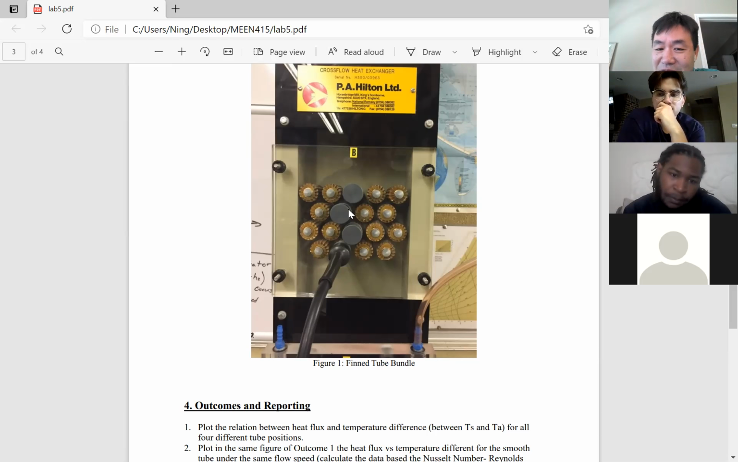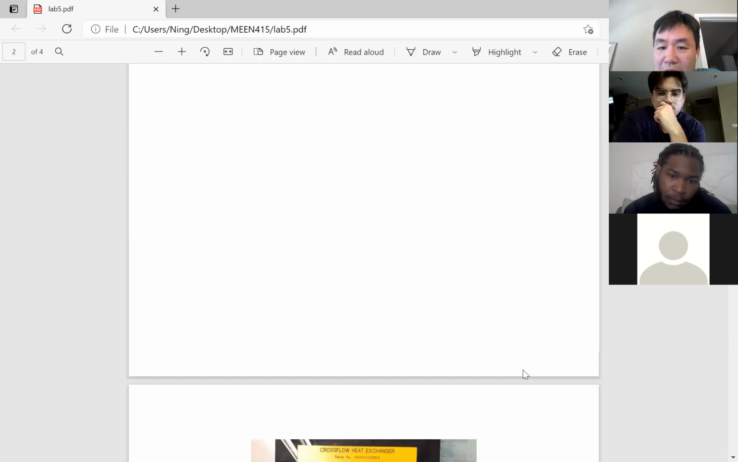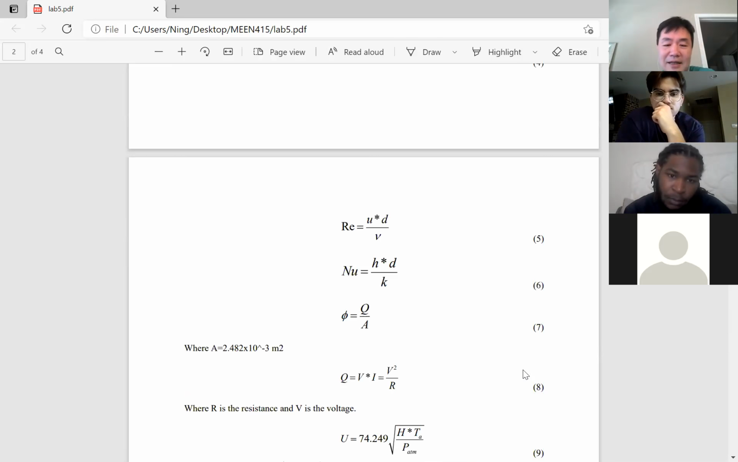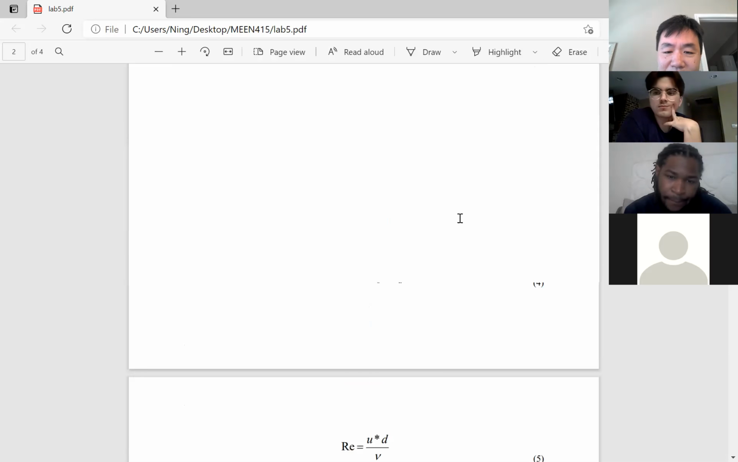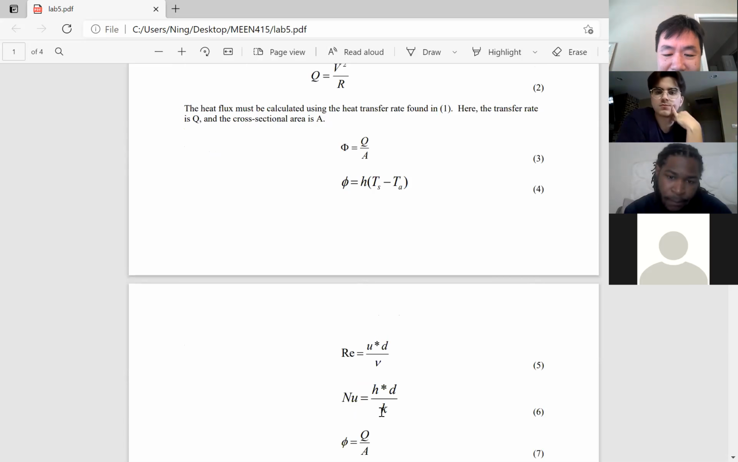Let's test the 4 positions. What is the heat transfer for the 4 positions? Then let's put it into the same picture to compare. So in this lab, let's do something slightly different. Let's plot the heat flux. This is phi equals heat transfer divided by area, right? The rest of the equations are the same as the previous handout. We only added this phi equation. So phi, heat flux, equals H delta T.